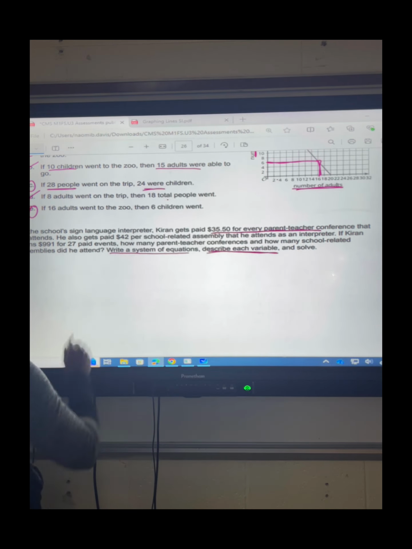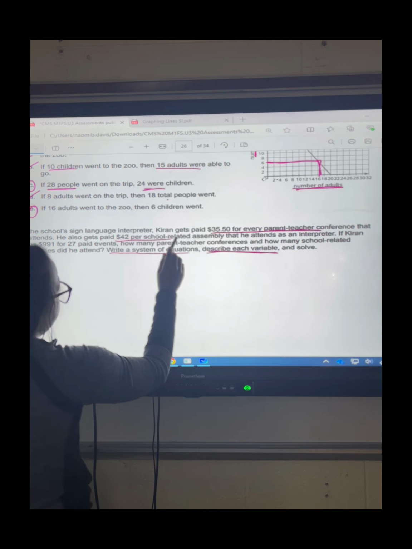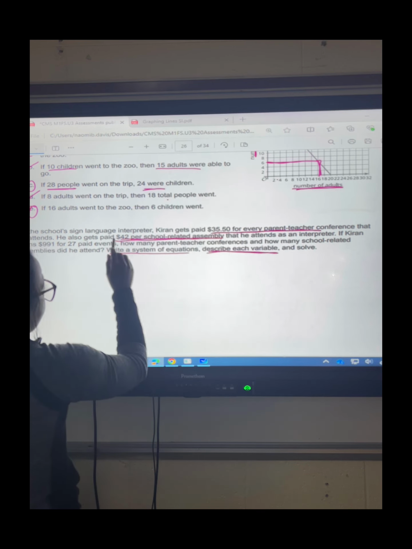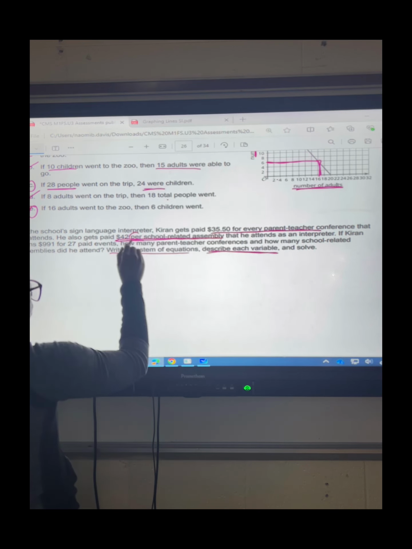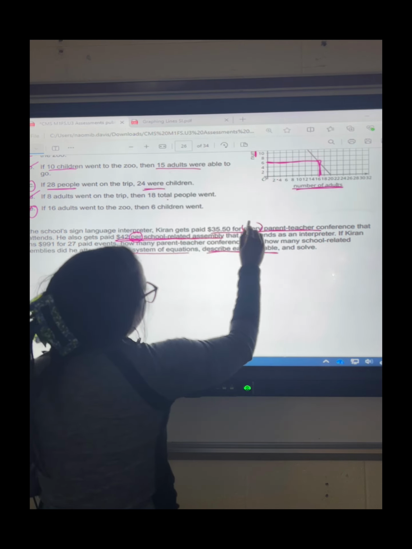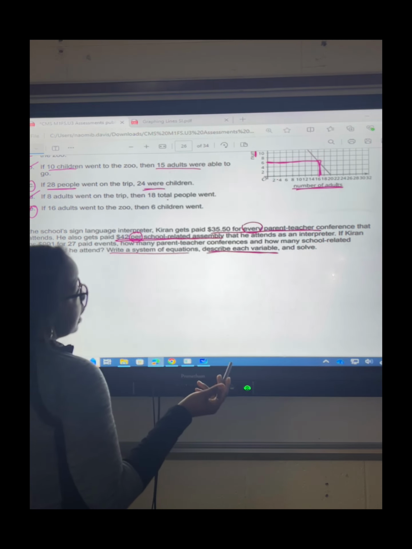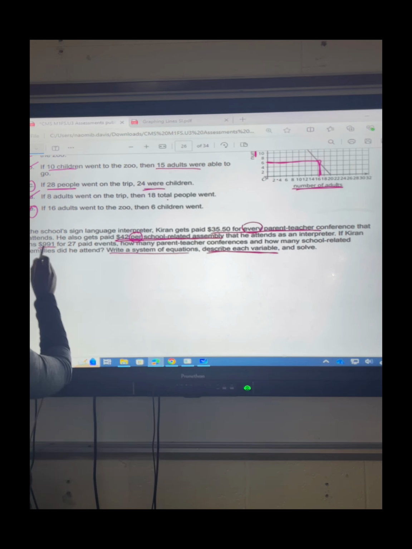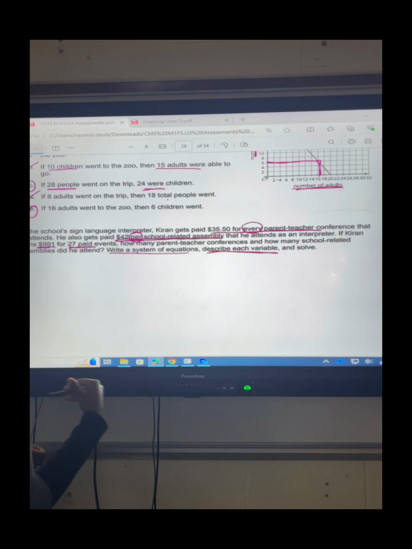attends, and then he also gets paid $42 per school-related assembly. Per tells me to do what? Multiply. Every tells me to do what? Multiply. Okay? If Karan earns $991 in total for 27 paid events, in total, how many parent-teacher conferences and how many school-related assemblies did he attend?